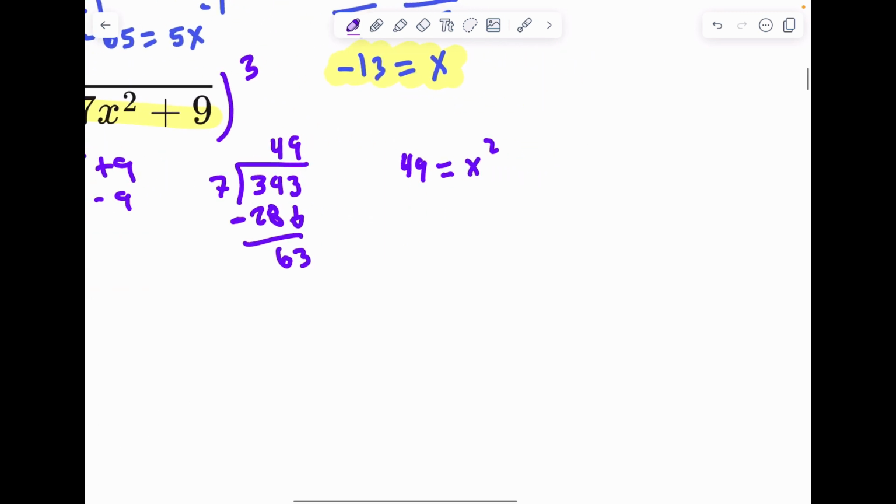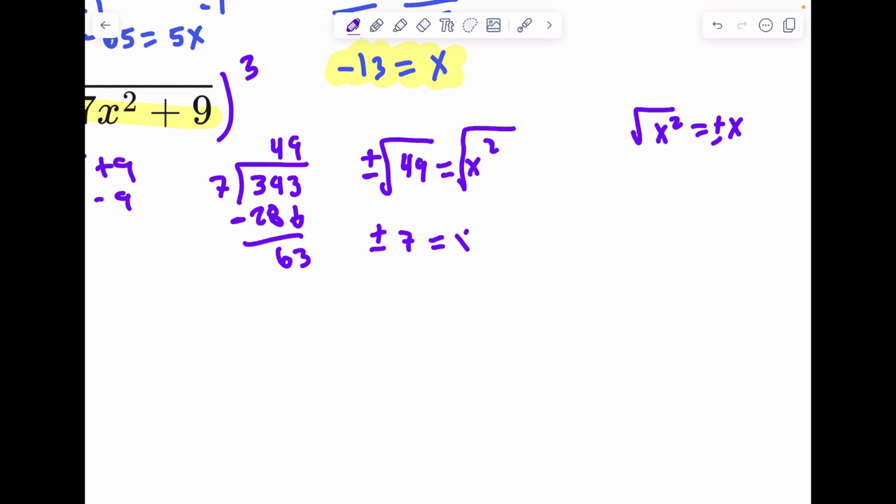Now, how do I get rid of that? So instead of squaring it, I'm going to take the square root. So I'm going to take the square root of this, okay? Because to cancel out an x squared, the square root of x squared is equal to x. Plus and minus. So right here, we'll bring a plus and minus, okay? Plus and minus 7 is equal to x.